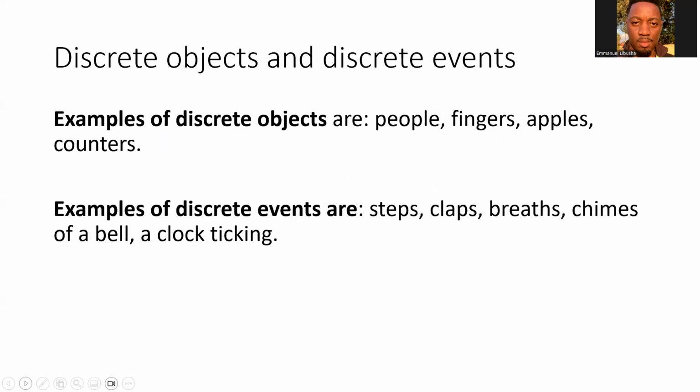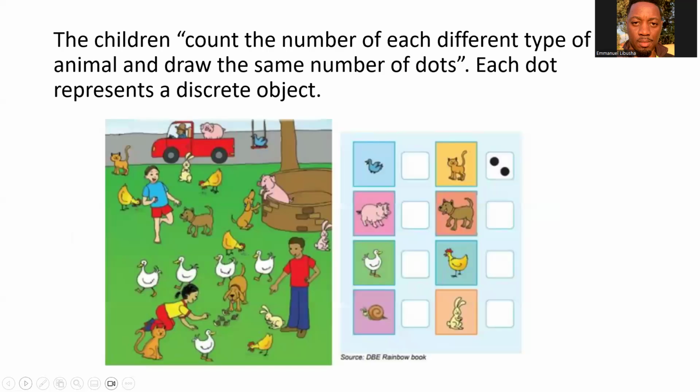Okay, so discrete objects and events. Examples of discrete objects would be people, fingers, apples, and so on. Then the discrete events. An event is something that is happening and it's continuing. Like if I'm saying jump, I can count the number of jumps. Can you see? Those are discrete because they can be separated. He jumped 5 times, or he clapped 30 times. Or he breathes in and out 5 times. The chime of a bell, the clock ticking, all those are events that are happening, right? And they can be discrete.